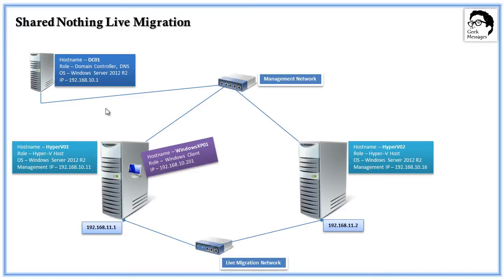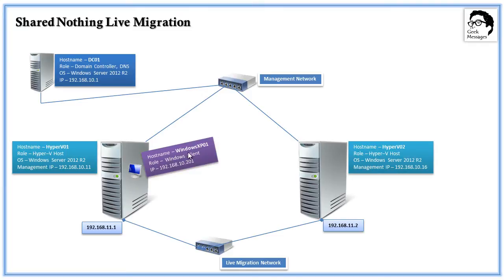If you can see my lab, I have set up a domain controller and two servers running as Hyper-V hosts. One is called Hyper-V01, another one is called Hyper-V02. Now, the domain controller and the two Hyper-V hosts are connected to a management network which has the subnet 192.168.10.x. Now, if you see here, Hyper-V01 is actually running a virtual machine on the local storage of Hyper-V01.